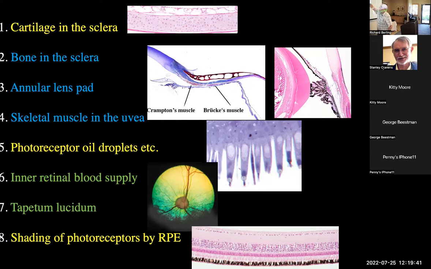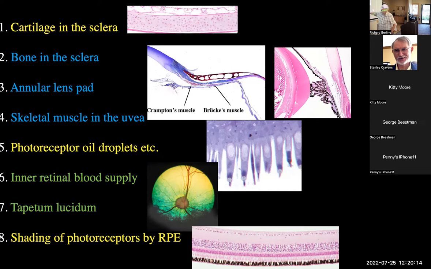Bone, this is a section of a bird eye. There's the bone, it's called a scleral ossicle. And then in addition, this is a stain which makes the skeletal muscle stain red. And you can see the skeletal muscles in the bird eye. Much more functional for a number of reasons than the smooth muscle that mammals have. The equatorial portion of the lens has this specially differentiated structure which helps to focus the lens, called the annular pad.